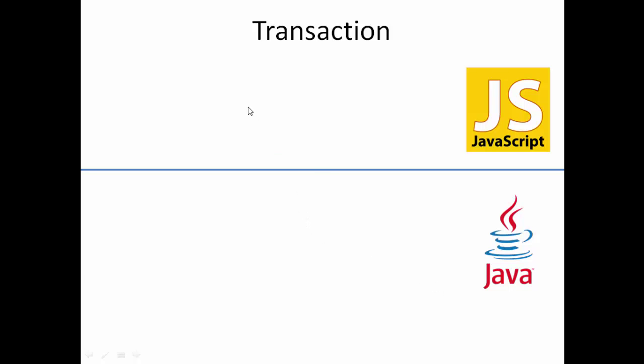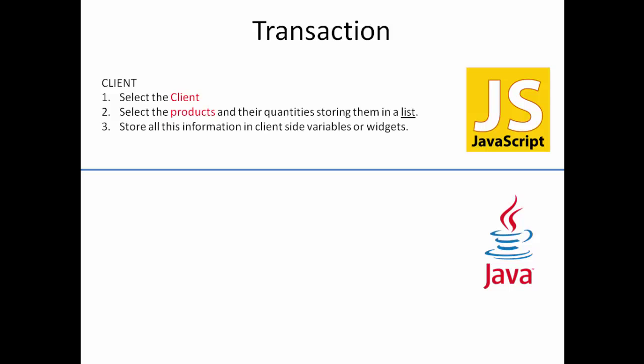So the first thing that we have to do is the client's browser will have to select the client, and this client will be stored in that select widget we created. Then we'll select the products and their quantities, and they're going to be stored in that var receipt list item that we created on the previous module. And all this information will be stored in variables or widgets. We already talked about that.